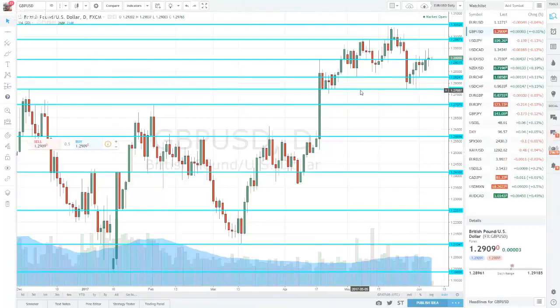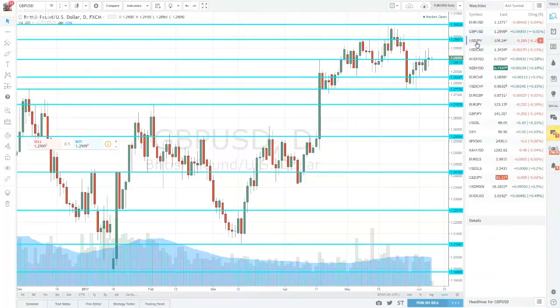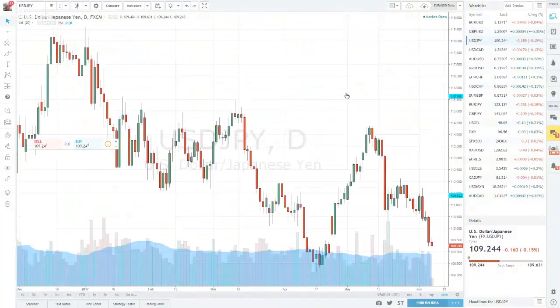Pound dollar is waiting for the elections. Currently 129, resistance 129.80, 130.50. Above that, if we have a favorable result, 130, 130 and 135, of course, the top level, top post-Brexit level. To the downside, we have 128.25, 127.70 and 127.